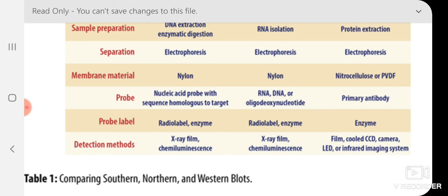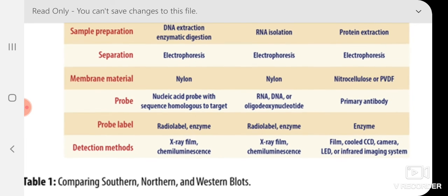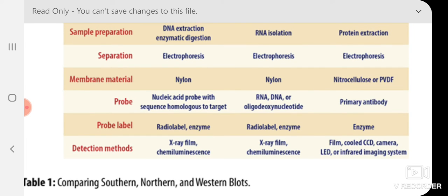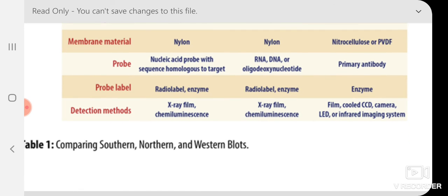Now, how are we labeling the probe? In most cases for Southern and Northern blot, it is a radiolabel, preferably P32. Enzymes can also be used, and for the Western blot it is an enzyme. Then the detection: X-ray film through autoradiography, or chemiluminescence. Here also, if the primary antibody is enzyme linked, you can definitely see it on X-ray film. A CCD camera can also be used to visualize, or an infrared imaging system if you have this facility. So I believe you have understood all three techniques.